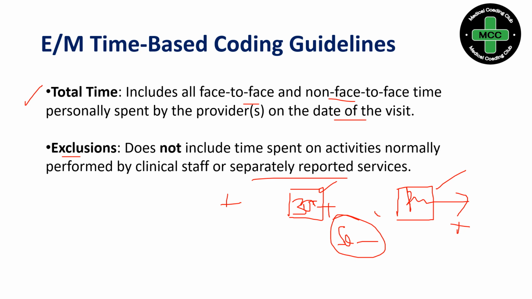That is an exclusion. Whatever service we have a code to bill separately, in those scenarios don't combine it and don't take it towards the E&M time calculation. In the scenarios, you'll be able to understand. So we'll see the scenarios as well.